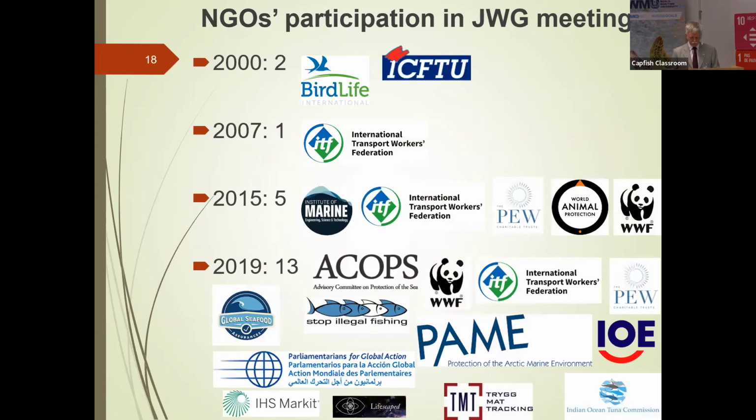So far, 4 meetings of the joint working group have been held. The first one was in 2000 in Rome, where 2 NGOs participated. The second meeting was held in 2007, also in Rome, with 1 NGO participating. The third meeting was held in 2015 in London, with the participation of 5 NGOs. And finally, the 4th meeting was held in 2019 in Torremolinos, Spain, with the participation of 12 NGOs and 1 invited expert. So, for me, this demonstrates that there is a growing interest amongst the NGOs in cooperating with FAO, ILO, and IMO in combating IUU fishing worldwide.